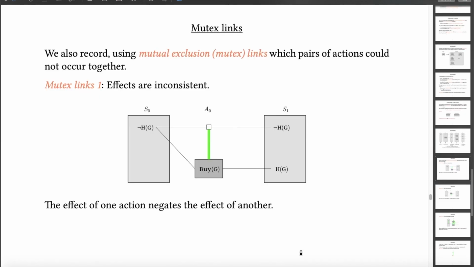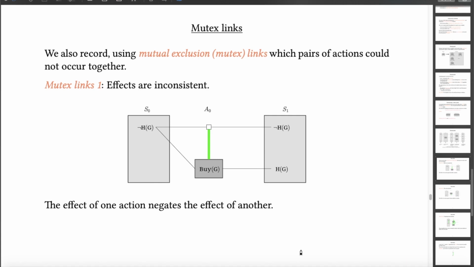Now we need some further additions to this graph in order to keep track of some of the interactions between propositions and actions. Now what do I mean by that? Well, there are 5 special kinds of edge for this graph. These are all called mutex links, but there are 5 different kinds of them. And the first one denotes the fact that the effects of 2 actions are inconsistent. So if the effect of one action negates the effect of another action, then those 2 actions are mutually exclusive.